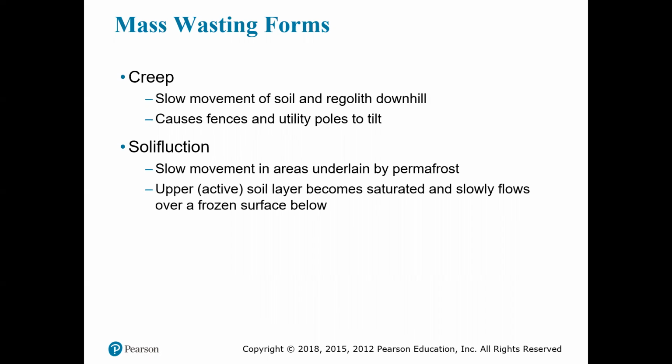Solifluction, which means soil flow, occurs when the soil becomes saturated with water, and it can flow downslope at a rate of a few millimeters to a few centimeters per day or per year, depending on the slope. And we also see this in regions that have permafrost. The upper region becomes saturated with water, and it's going to start to flow over that frozen surface below. That frozen surface gives it a smooth surface to slide along.